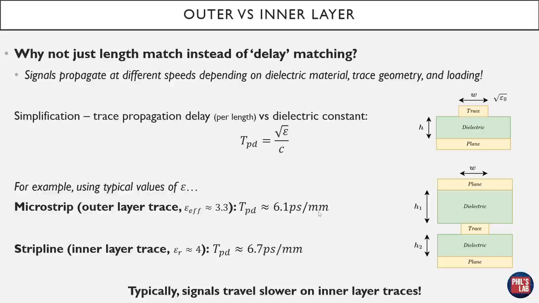So if we just do length matching and we have some signals running on an outer layer trace and some on an inner layer trace, there will be a time difference, especially for long routed traces, as this is a per millimeter quantity or per length quantity. And this is why we have to do delay matching.